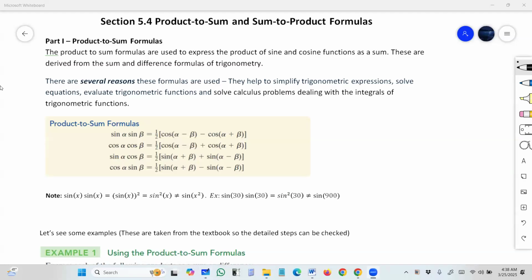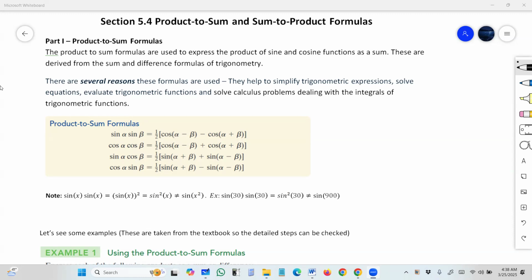Hi, hello everybody. So this is the video dealing with section 5.4, where we're going to cover these special formulas, product to sum and sum to product formulas. So I've divided this section into two parts. The first part is the product to sum formulas.